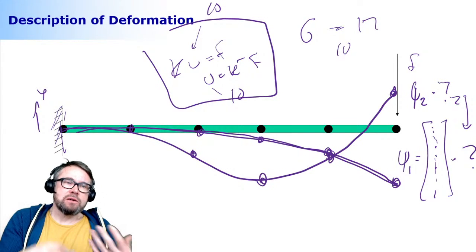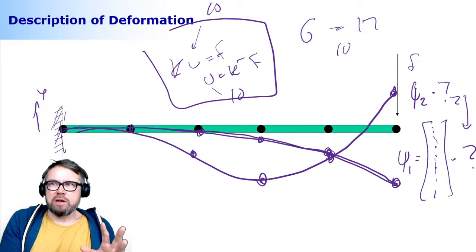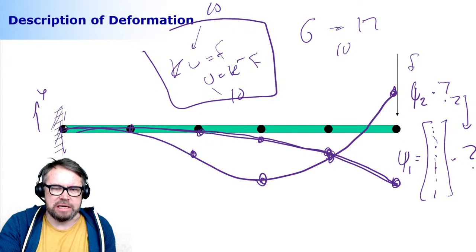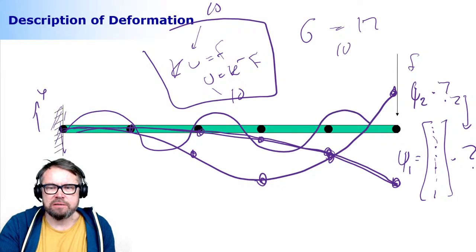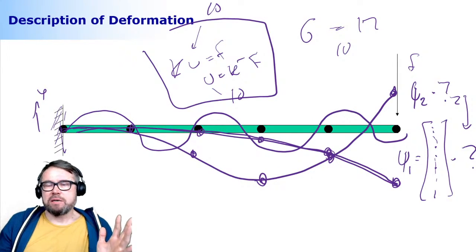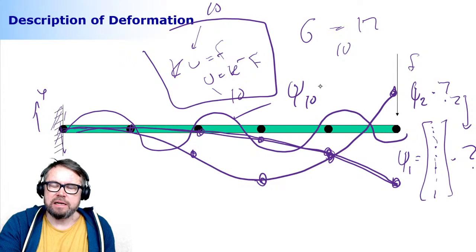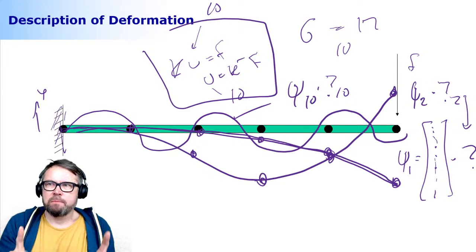And this is how I can continue. I can look at the 10 different ways the structure can move. And probably the 10th way will be something like this. I don't know that by heart, but I'm guessing it's going to be something like that. So that's going to be my 10th way that it can move. How much it's going to move like this will be my 10th question mark.